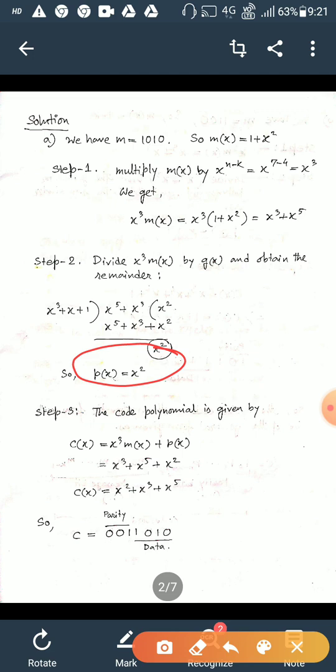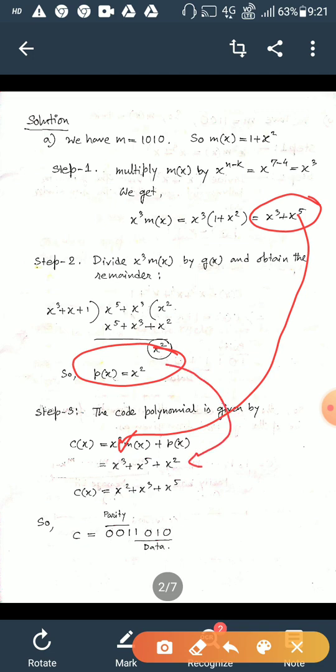Now to identify the code polynomial, what you have to do? Assemble or combine the step number 1 value and the step number 2 value. Step number 1 value is x to the power of 3 plus x to the power of 5. This is written in this position, and the second step, the p(x) value is x square. This is also written in this position. So this combined value will define the code word.